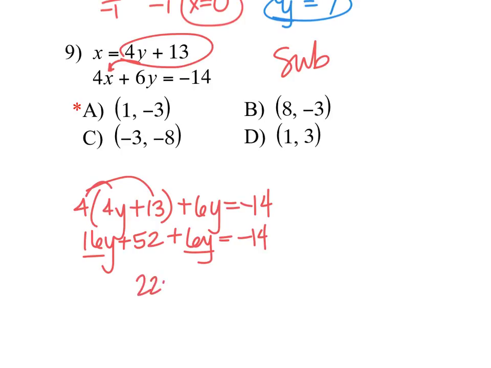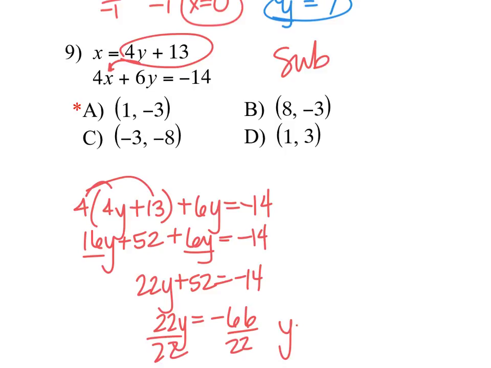Combine like terms, 22y plus 52 equals negative 14. I'm going to move the 52 over by subtracting it. So 22y is going to equal, let's see, negative 66. And then when I divide, that's going to give me y is equal to negative 3. Notice that at this point, you should be able to at least eliminate C, because that does not have y in the correct spot, and D, because it says y is positive 3.